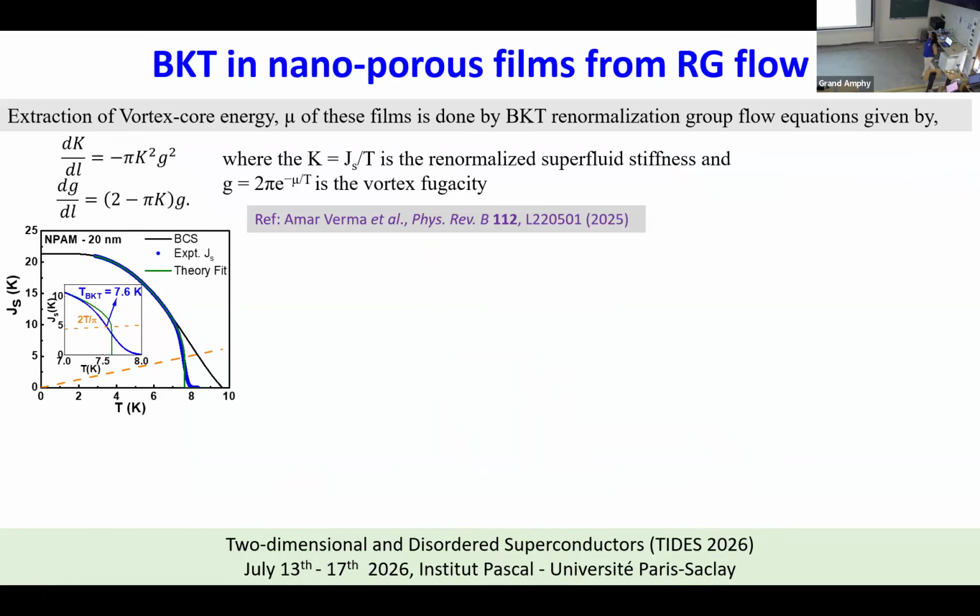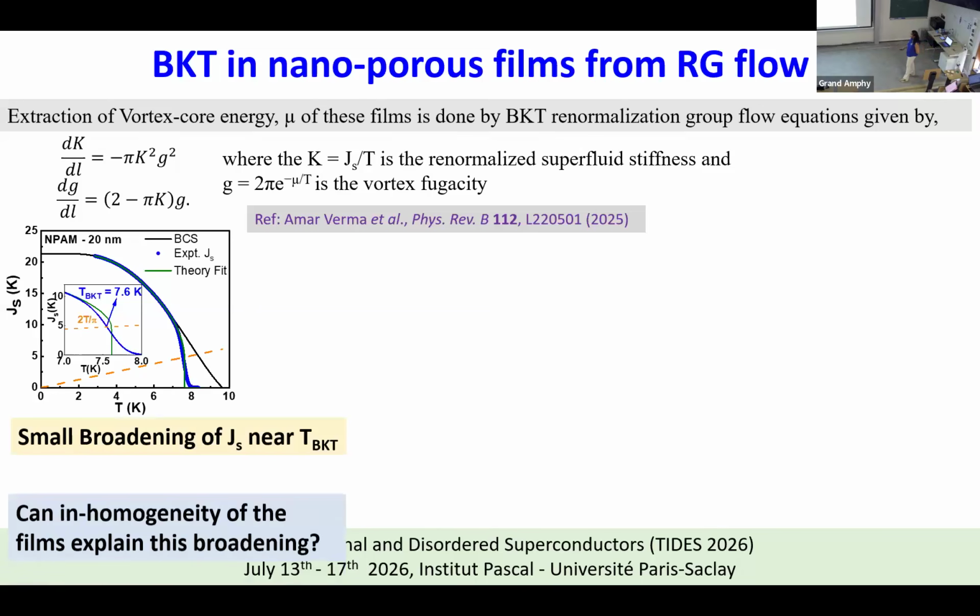Now, Ilaria also went on to do some BKT renormalization group flow equations, and they matched the temperature dependence of the superfluid stiffness with their calculations. You can see that this blue line over here is our experimental one, and the green one is what they got from the theory. So you see that there is still some effect of probably broadening, and we see a small broadening of JS near TBKT.